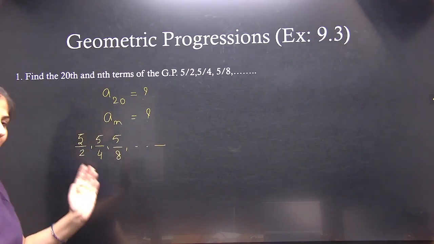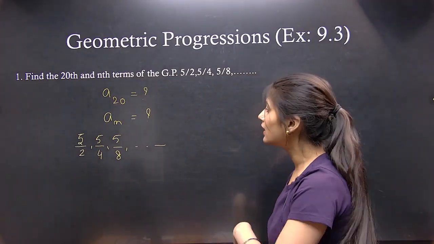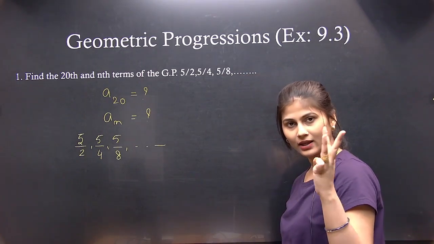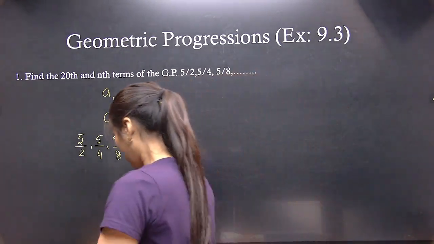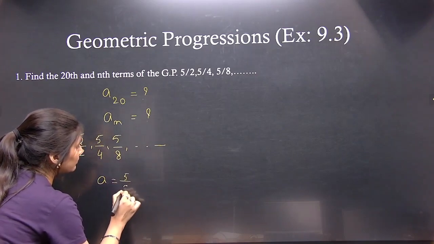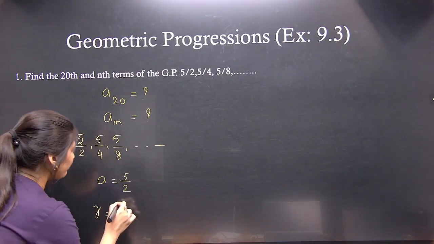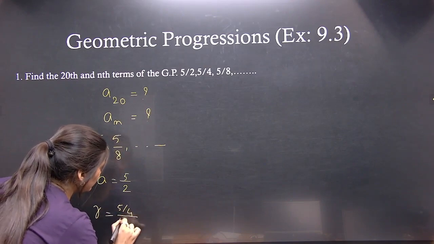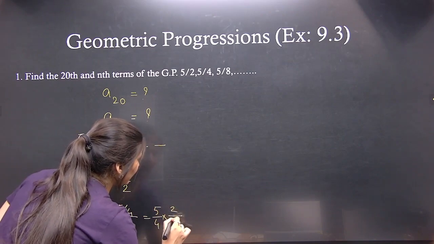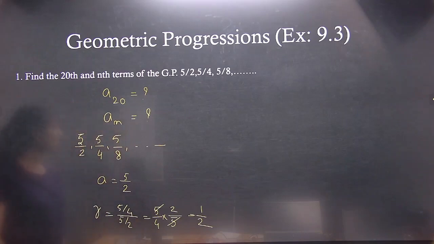Like in AP, we need to find A, N and D. Similarly, in this exercise, we are going to find A, R and N. So in place of D, we are going to find R. So what is A here? We have 5 by 2 as the first term. Now, if I want to find the ratio, then I have to divide 5 by 4 by 5 by 2. So it is 5 by 4 into 2 by 5. So it is 1 by 2.